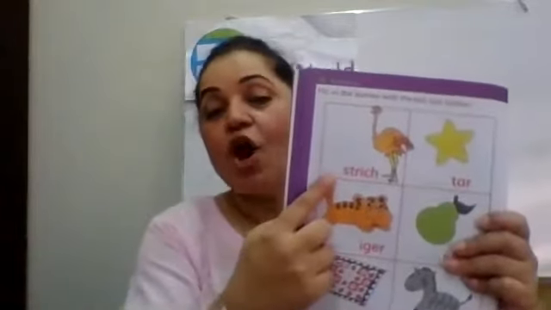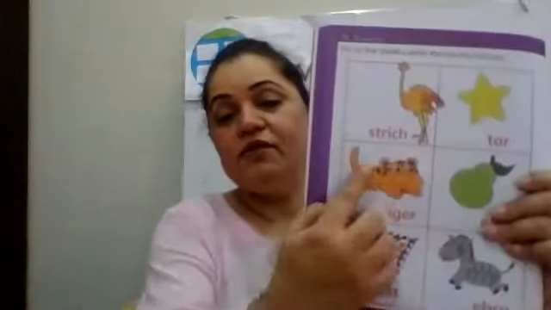You're going to write a small o here. Small and capital are the same; that is only the size of O. So you're going to write O here. Ostrich. Very nice. Very good.